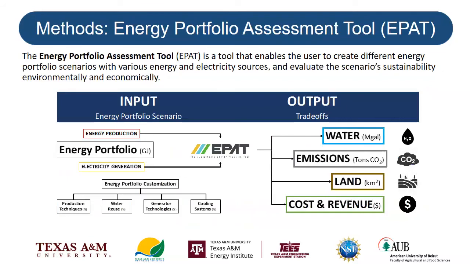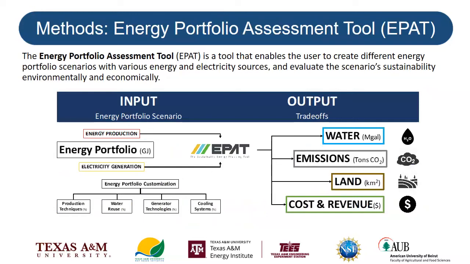So, what is EPAT and what does it do? EPAT is basically a scenario-based tool that quantifies the trade-offs of energy portfolios. In other words, it kind of mirrors the end results of policies, which allows the policymaker to have the chance to evaluate the sustainability of an energy policy, both environmentally and economically.